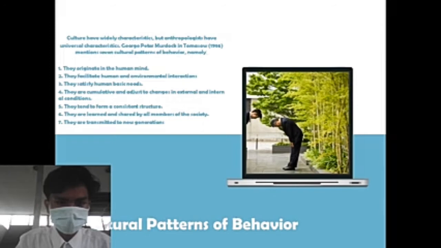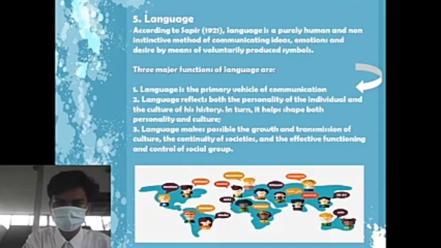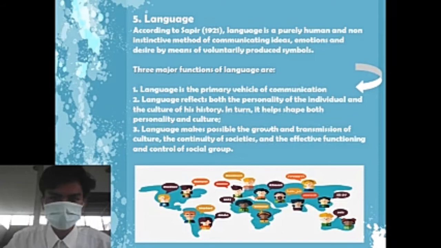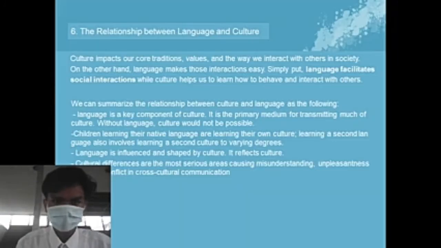Next, let's talk about language. According to Sapir, language is a purely human and non-instinctive method of communicating ideas, emotions, and desires by means of voluntarily produced symbols. 3 major functions of language are: first, language is the primary vehicle of communication. 2. Language reflects both the personality of the individual and the culture of his history. In turn, it helps shape both personality and culture. 3. Language makes possible the growth and transmission of culture, the continuity of societies, and the effective functioning and control of social groups.